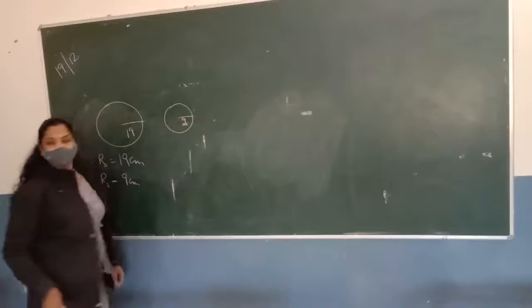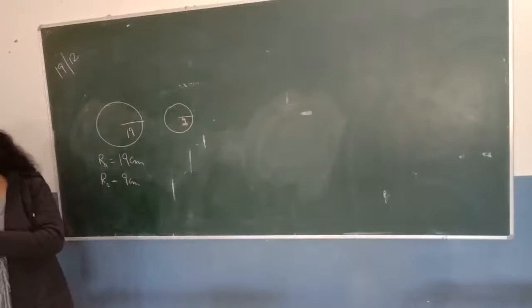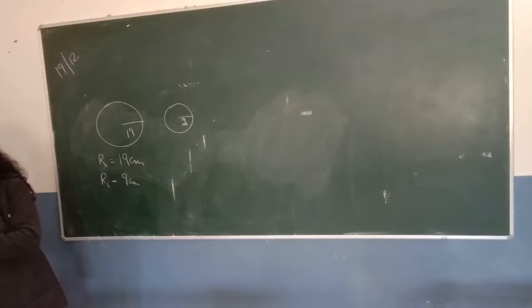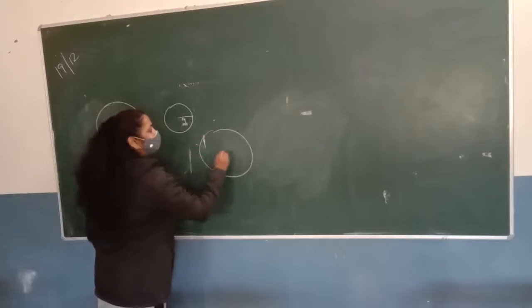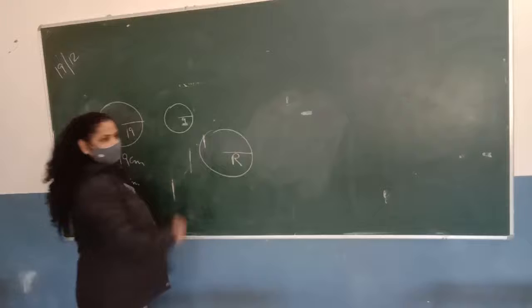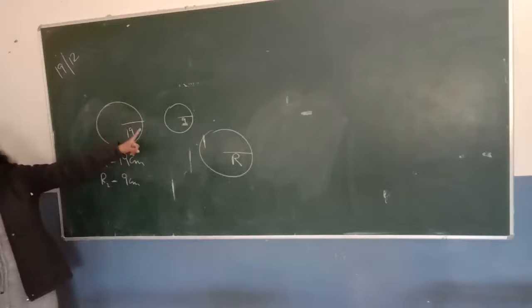You have to find the circumference. What do you have to find? Find the radius of the circle. Okay. We have to find the radius of the circle whose circumference is equal to the sum of the circumferences of these two circles.